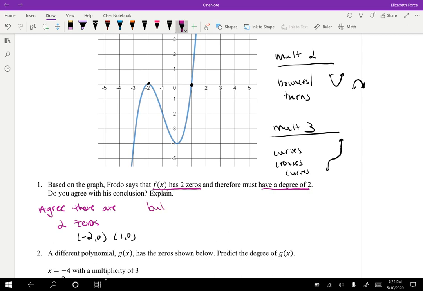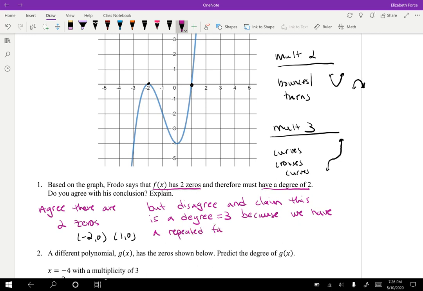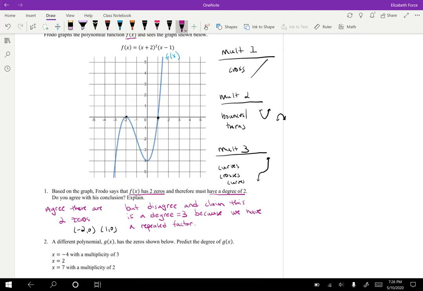But I'm going to disagree and claim this is a degree equal to 3, because we have a repeated factor, or we have a multiplicity of 2 at -2.